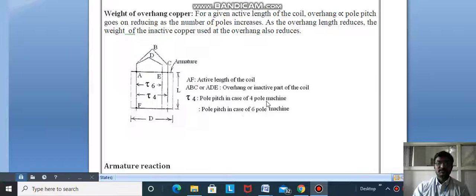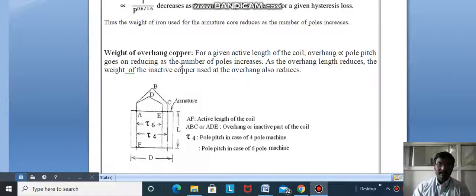Pole pitch decreases for a 4-pole machine compared to a 2-pole machine. Okay, so the overhang copper will also be reduced when you go for a larger number of poles.